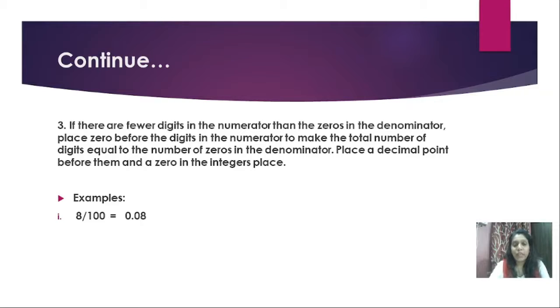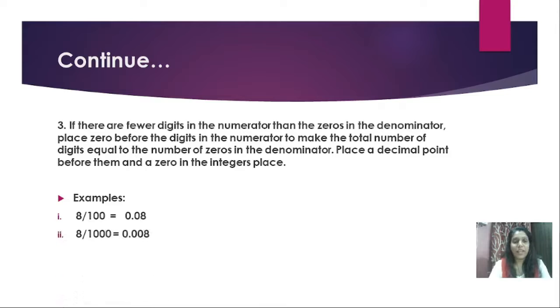So 8 divided by 100. So there is only one digit and there are 2 zeros. So then we will write 8. When there are 2, we need to fulfill how many zeros? There are 2 zeros. We need to fulfill 2 digits. So 8, then 0, then add a point. And then in the integers place again a 0. This is how you write the third statement.